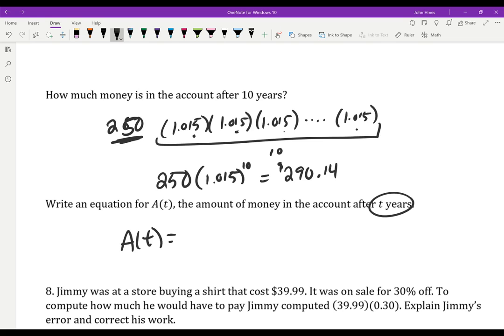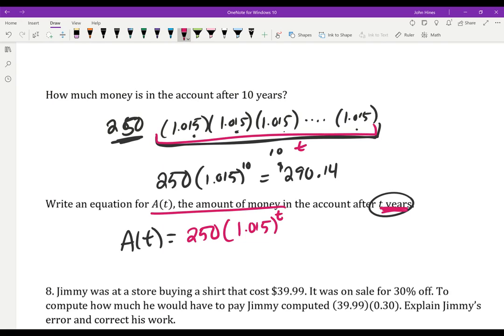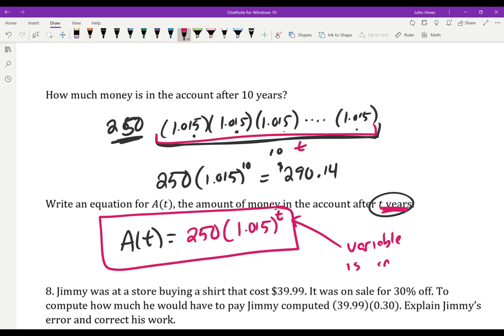So finally, let's write an equation for A of t. How much money do I have after t years? So instead of 10 years going by, I'm going to pretend like I have t of them. We don't know how many there are. There's t of them. So it's 250, and each year I multiply by 1.015, but t years went by. So this right here is an exponential function because the variable is in the exponent.